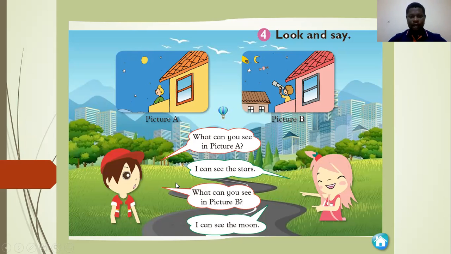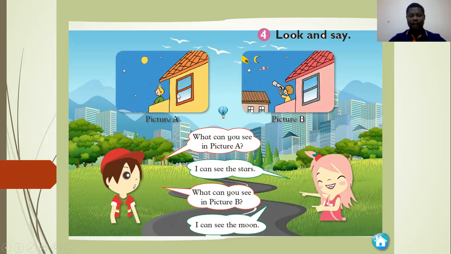Okay. So you said, I can see the moon. What can you see in picture B? I can see the, what is it? Satellite. Satellite. What can you see in picture A? I can see the clouds. What can you see in picture B? I can see the comet.